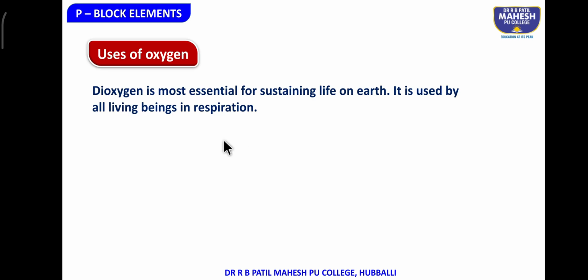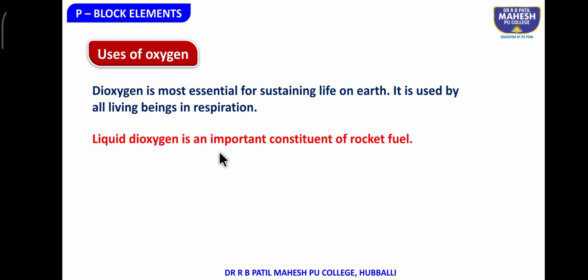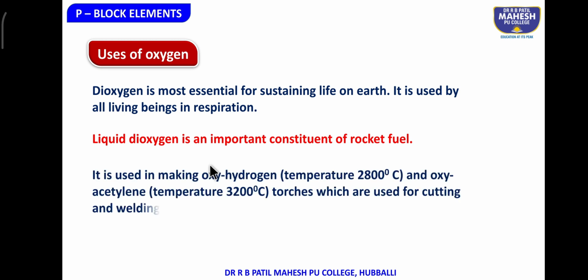Uses of dioxygen. Dioxygen is most essential for sustaining life on the earth. It is used by all living beings in respiration. Liquid dioxygen is an important constituent of rocket fuel. It is used in making oxyhydrogen and oxyacetylene torches, which are used for cutting and welding of metals.